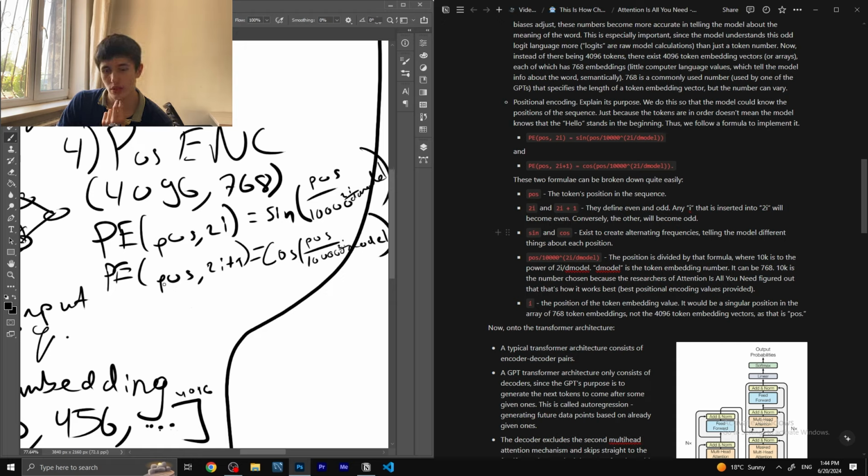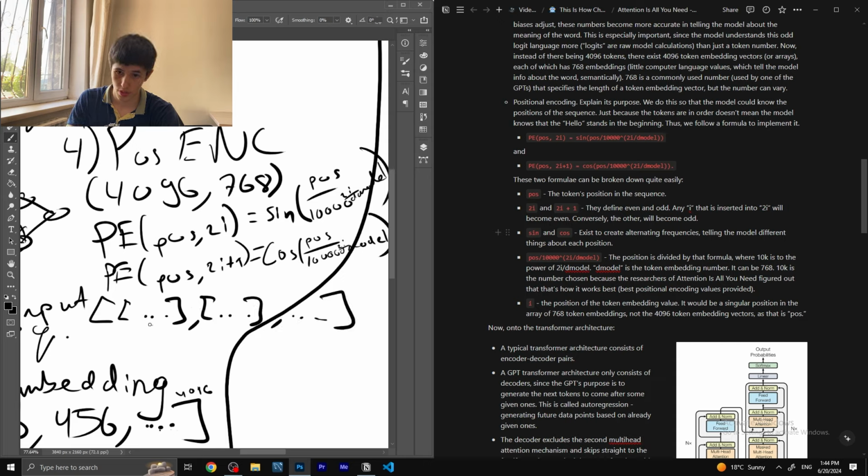Then we have pos, the position in the sequence, so it's the position of the token embedding vector. If we're doing this for the very first token embedding vector, that would be 0 if you're doing it in code, but let's just say it's 1. So that's the position. It would be 1 over here for the very first token embedding vector. Then we have, what else?